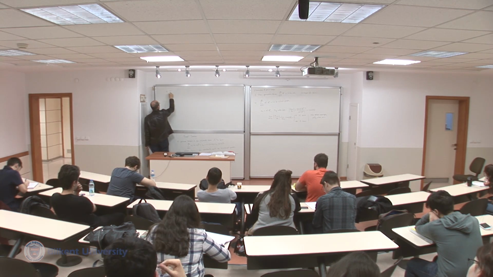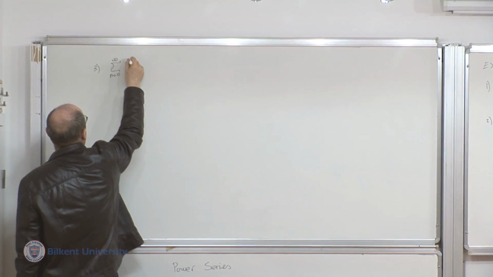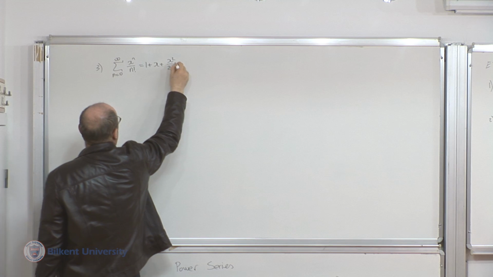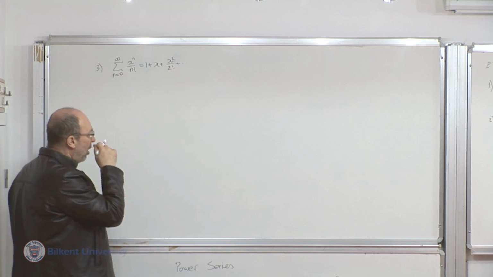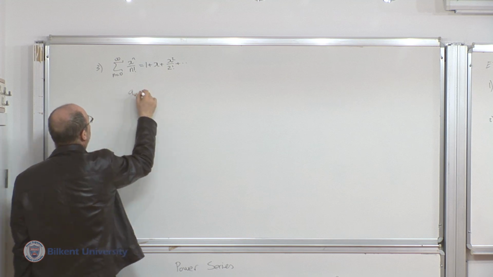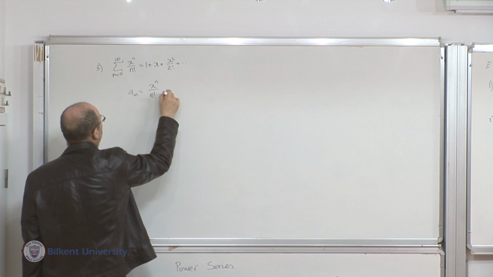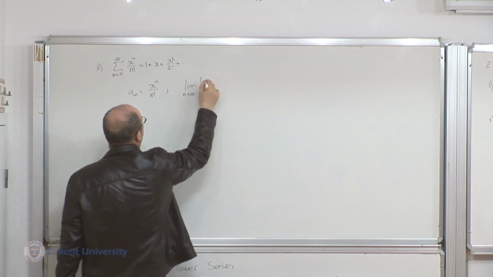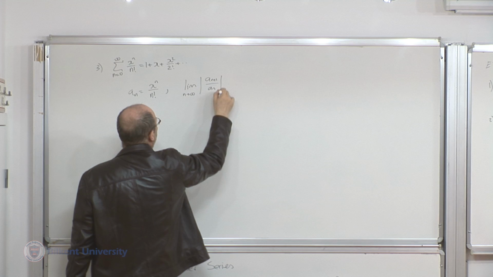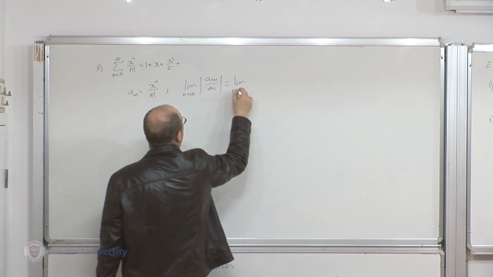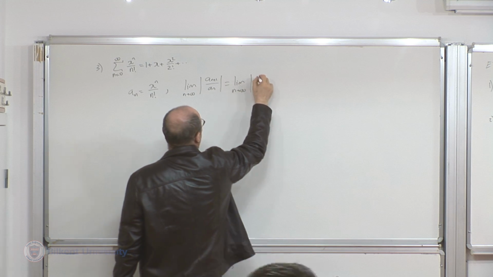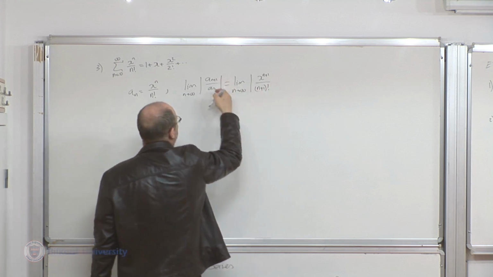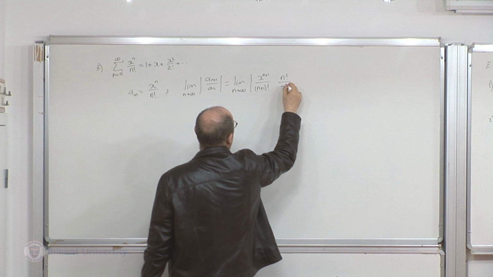Okay, so summation n equals 0 to infinity x to the n over n factorial. So this is 1 plus x plus x squared over 2 factorial plus something like this. So again, let a_n equals x^n over n factorial. We look at the limit as n goes to infinity of a_(n+1) over a_n. So this is going to be the limit of x to the power n plus 1 over (n plus 1) factorial for this, and 1 over a_n is n factorial over x to the n.